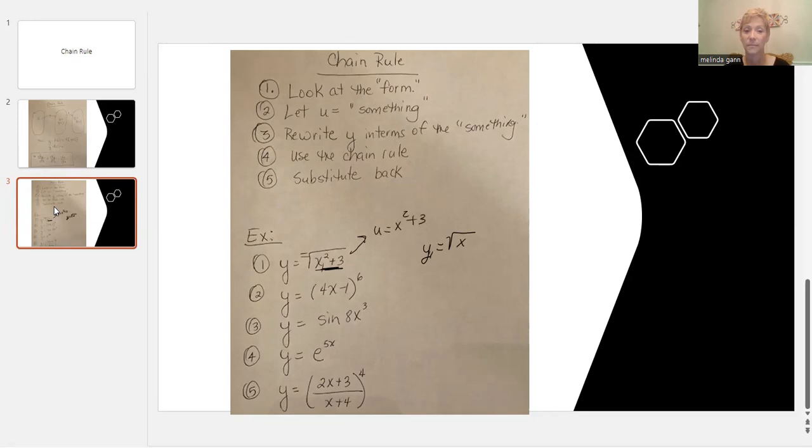When I look at number 2, I see something to the 6th power, and I would let u be my something. When I look at number 3, I see the sine of something. When I see number 4, I see e raised to the something. And number 5, I see something to the 4th power. Okay, so when I look at the form of the problem, that's what tells me what to let u equal, because I become my own fairy godmother.